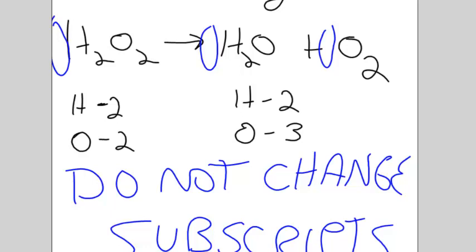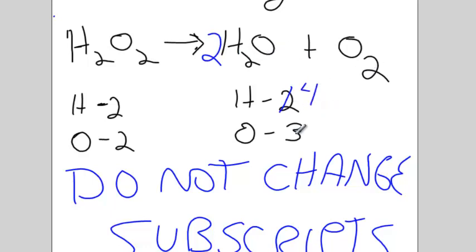I notice that if I put a 2 here, let me get rid of these circles I put in here. Now, I notice that if I stick a 2 here in front of that water, now I have 2 waters, which means I have 4 H's and 2 plus 2, 4 O's. Look. If I put a 2 here, I also have 4 H's and 4 O's. This is now balanced. All these numbers are the same.